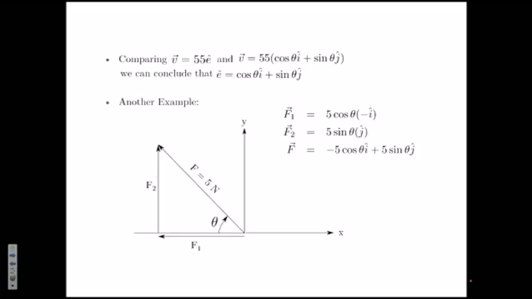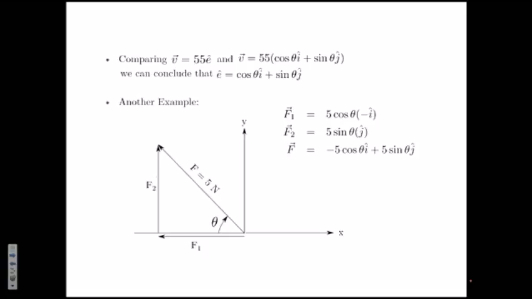So if I want to write this vector, how can I do that? All I have to do is find a way to get to the tip, and there is more than one way. I can go in the negative x direction like this, and then go in the positive y direction like that, and I can write F as the sum of F1 and F2. So what is F1? F1 is 5 times cosine theta, that's the length, and this direction is negative i hat, so F1 is F cosine theta times minus i hat, and F2 is 5 sine theta times plus j hat. That's the positive j hat direction. So you add them together, and you get your force F.